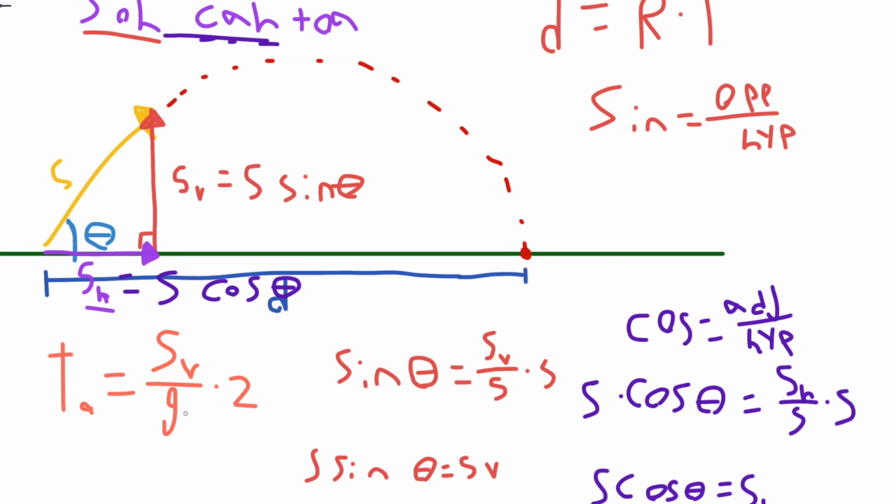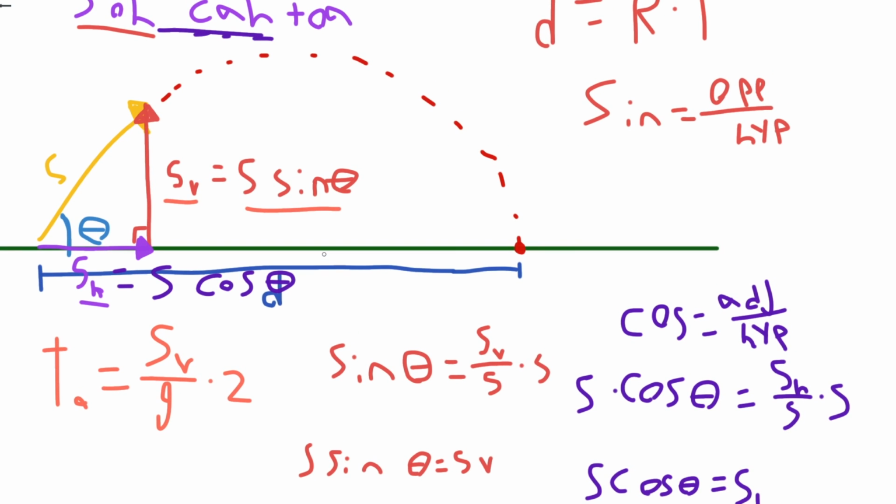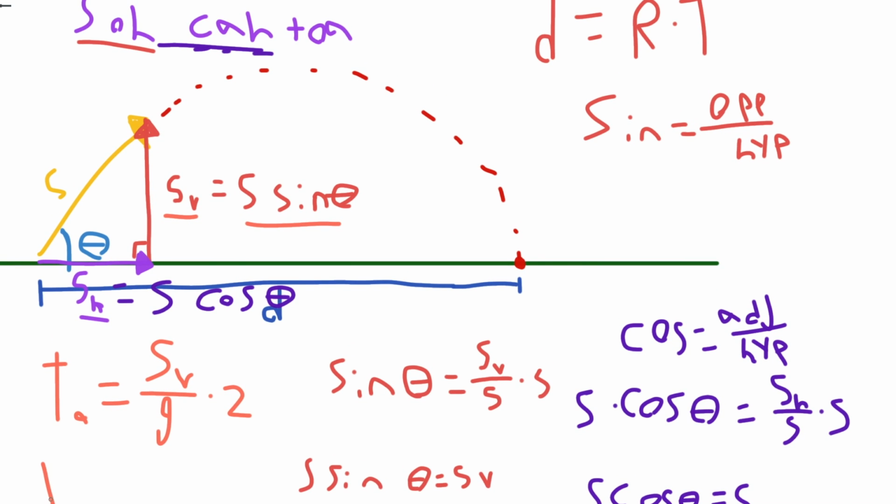Now, this looks as simplified as it can get, but look, S_V here is the same thing as S sine of theta. So let's just write that in. So let's say that here, T_A equals S sine of theta divided by 2. Okay? So now what we can do is, multiplied by 2, of course.